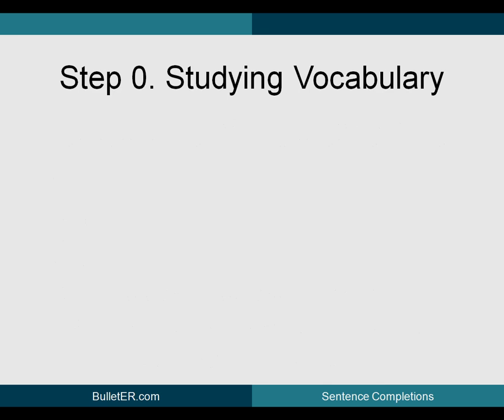But before you start anything, you want to start studying vocabulary. A lot of people say memorizing vocabulary is a waste of time, but it really is the single most reliable way to increase your critical reading score. First and foremost, you want to put into place a daily schedule for memorizing vocabulary. Make sure that your study is consistent every day.